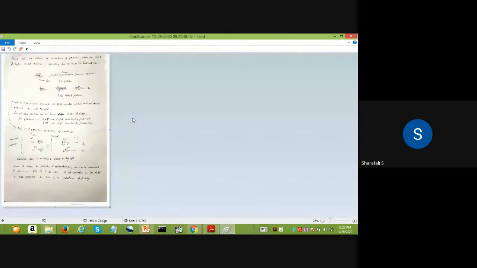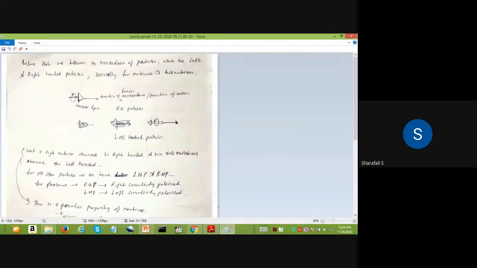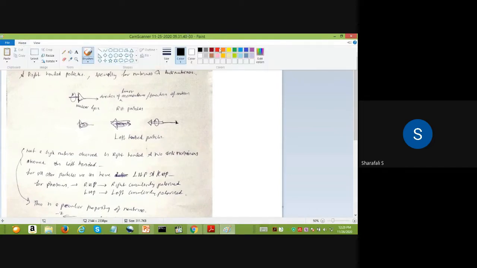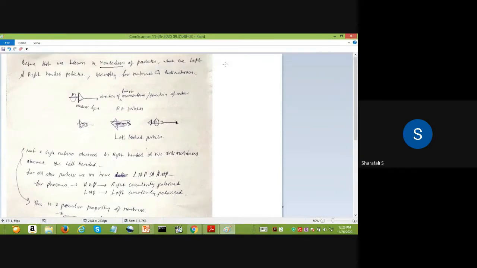Now, if you consider the case of different particles, first we have to consider the handedness of the particle. We define one term, the handedness of the particle, when we go for parity operations. So the handedness of the particle can be defined like this.